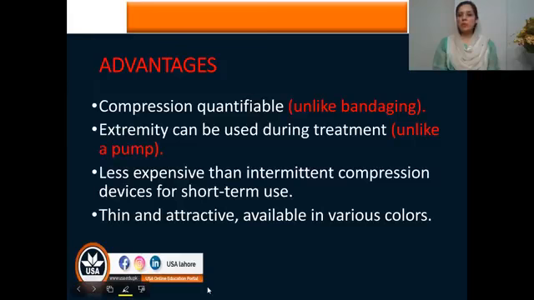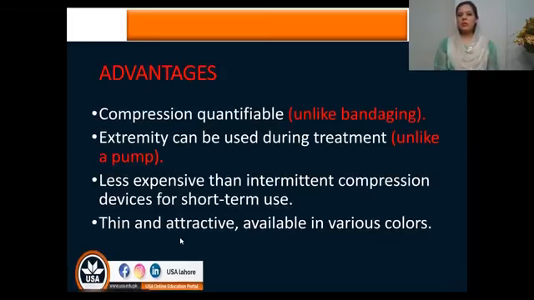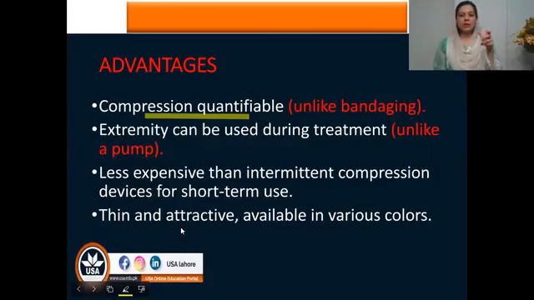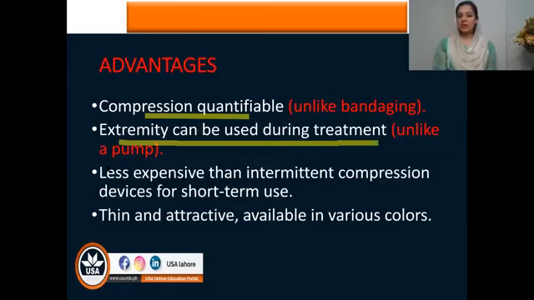The next is the advantages of this compression garment. This compression garment is quantifiable, meaning it is measurable how much elasticity the stocking has. When we apply bandages, it varies how tightly or loosely we apply them, but this is quantifiable, not like bandages. It can be used effectively during treatment; unlike with the pump, where we cannot do anything else, with this on you can do other things and the extremity can be used. It's not very expensive, while the intermittent compression machine is expensive. Bandages are also not expensive; both are inexpensive.